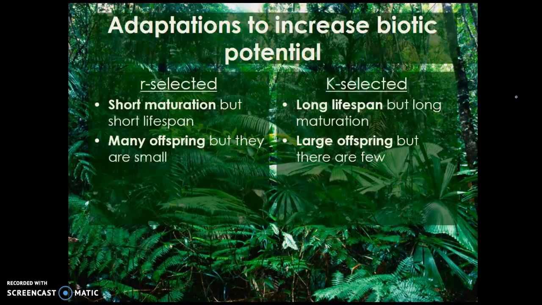With R-selected, we tend to see many offspring. So this is going to be like insects, for example. Insects don't just have one offspring every time they mate. Sometimes they have thousands of offspring and lay thousands of eggs. And then when we look at K-selected, it says large offspring, but there are few. This would be an example of a human. When we reproduce, we have between 1 and 3 children at a time. The normal number is 1, and sometimes we have twins or multiples, and they tend to be larger.